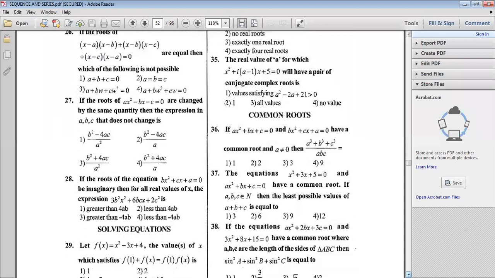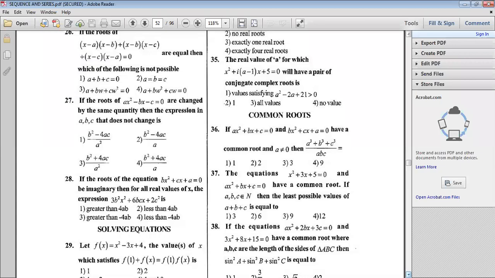Now look at the 28th problem. If the roots of the equation bx square plus cx plus a is equal to 0 are imaginary, then for all real values of x, the expression is... Okay, observe this problem. 28. Roots of bx square plus cx plus a is equal to 0 are imaginary or not real.